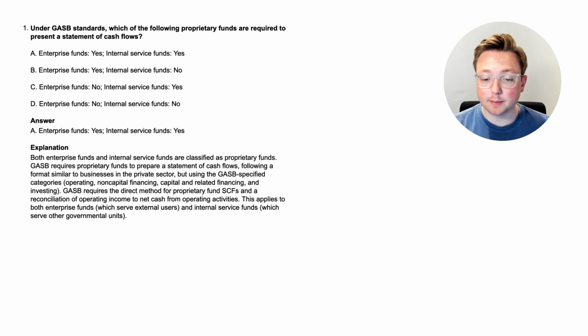GASB requires the direct method for proprietary fund SCFs, or statement of cash flows, and a reconciliation of operating income to net cash from operating activities. So again, we are using the direct method when it comes to these proprietary fund statement of cash flows. This applies to both enterprise funds, which, as a reminder, are for external users, and internal service funds, which serve other governmental units. So very simple, very basic concept right there.